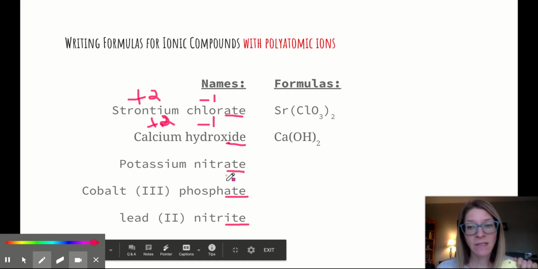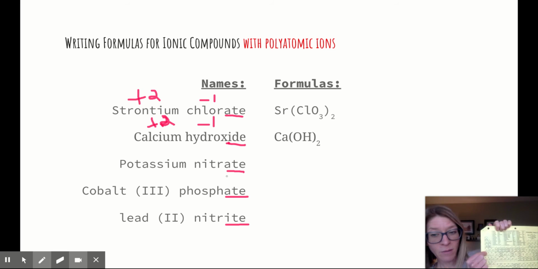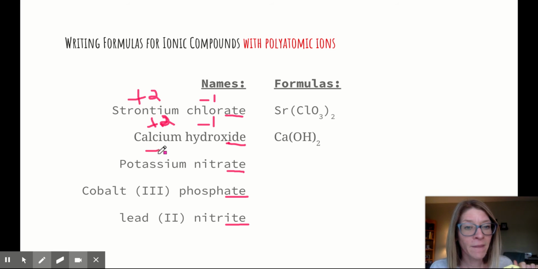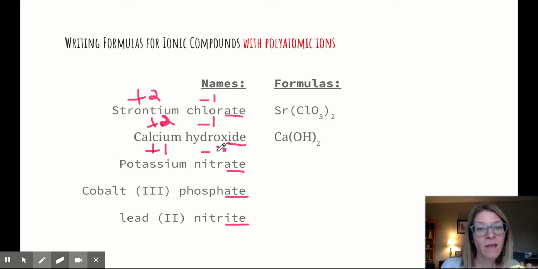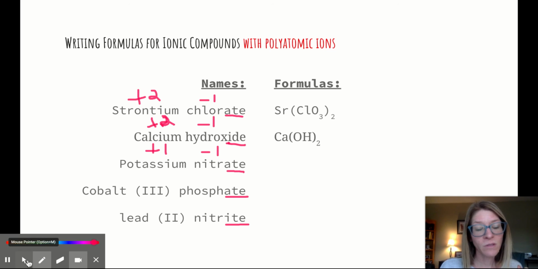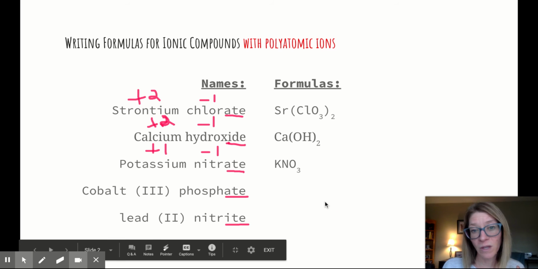The third example, potassium nitrate. So potassium is +1. Nitrate is going to be up here in the middle column, which is -1. So we have +1, -1. The charges are already equal. So then we only need 1 potassium and 1 nitrate for that formula to work.